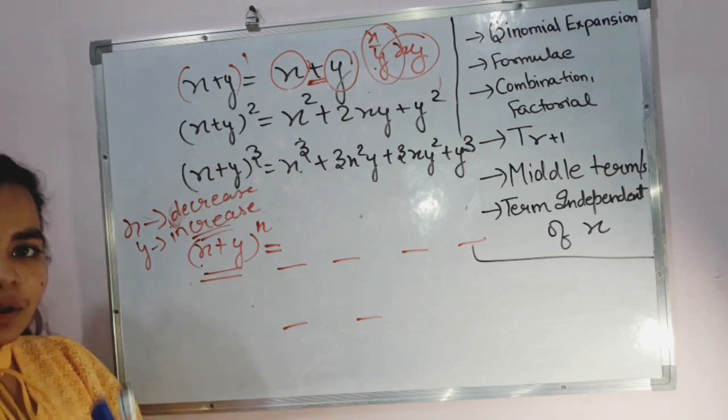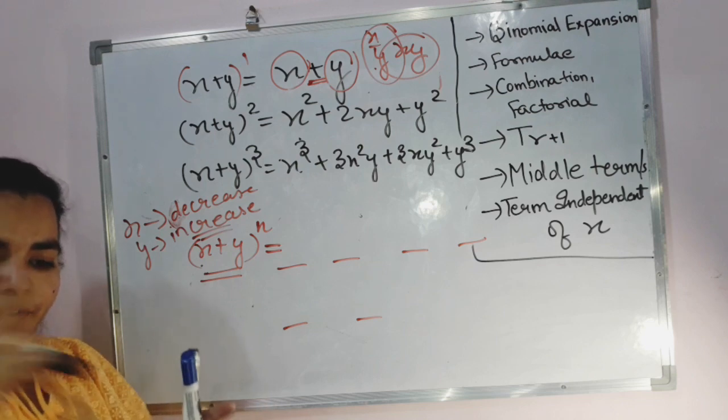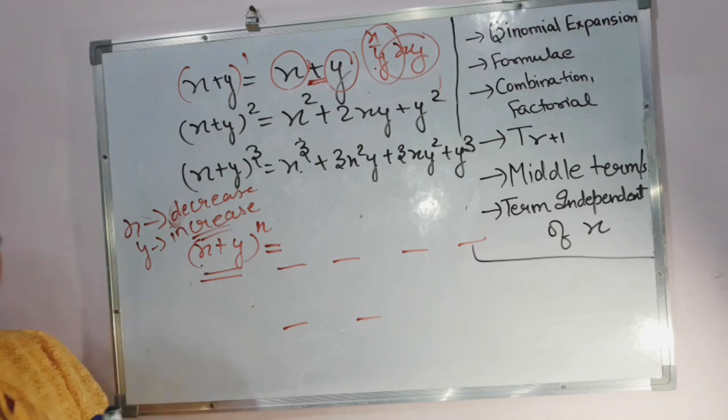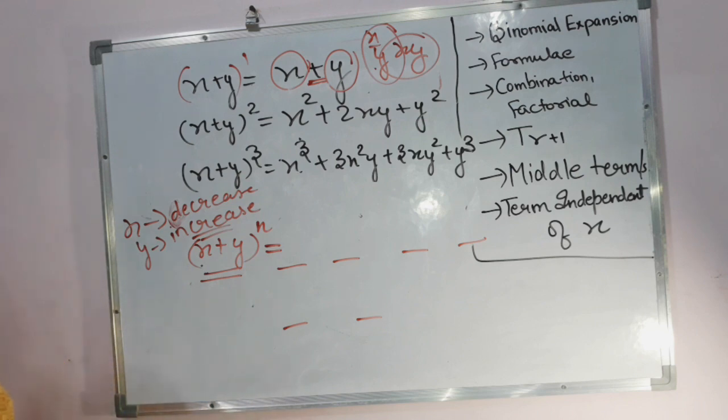That means the product of the first n natural numbers. If n is there, that means the product of the first n natural numbers. If it is factorial 10, that means the product of the first 10 natural numbers. That is the meaning of factorial.